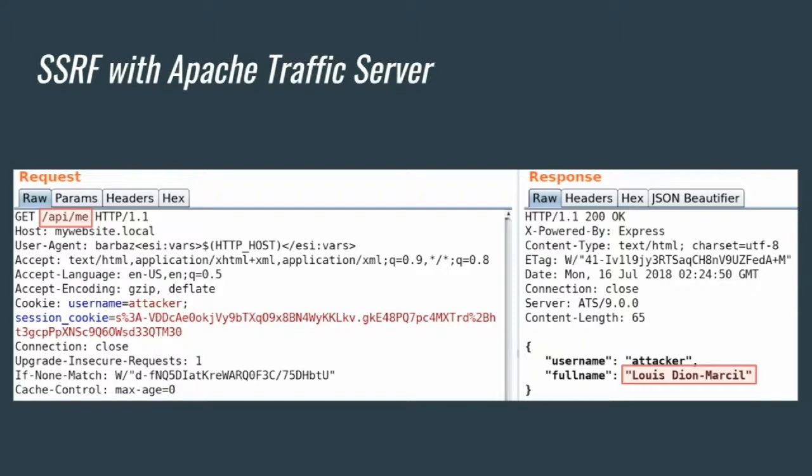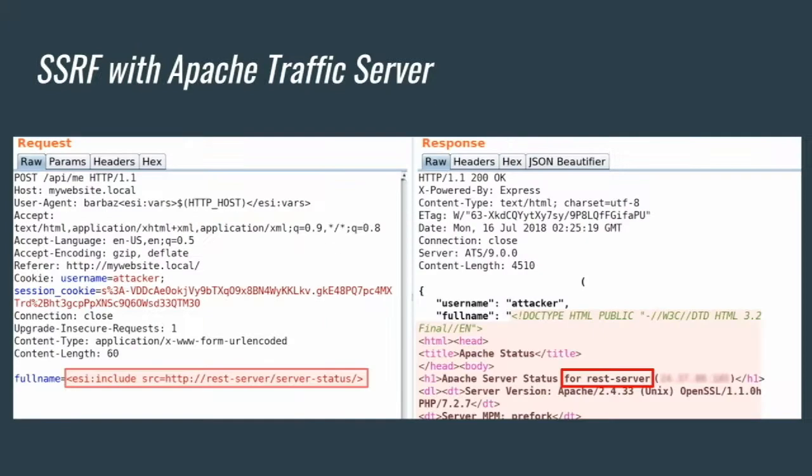So you have /api/me for which my full name in the response is Louis Dion-Marcil. Now I can change that value for an ESI include tag without double quotes, and that server is going to send it back in the response. Now since there's an ESI engine sitting on top of that, it's going to go fetch this file for me because it thinks the web cache is being instructed to query this file.